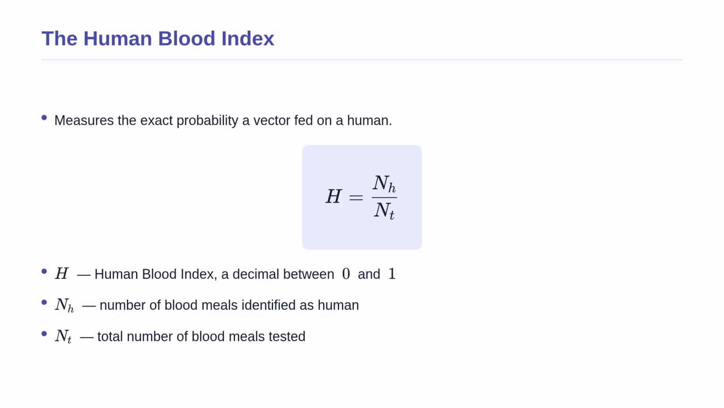The variable N sub H is the number of blood meals specifically identified as human blood. The variable N sub T is the total number of blood meals tested from the captured population. When the number of human meals increases, the overall index approaches 1. A high value is a massive warning sign, indicating that the disease transmission risk to the human population is extremely high.